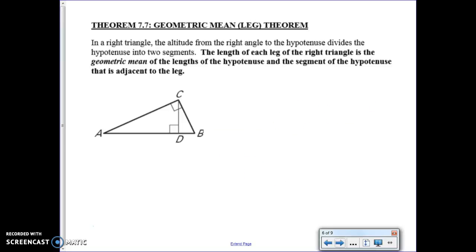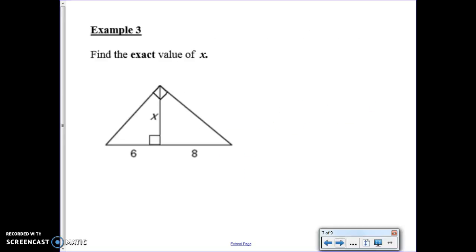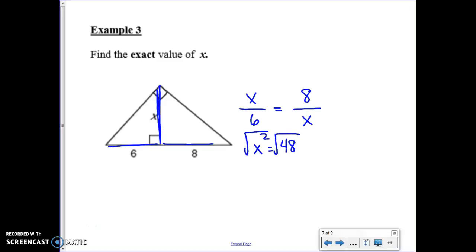So now if you'll flip over in your notes, we're going to look at this first example. So it says to set it up so the altitude is the geometric mean, so that's the piece that goes across from itself. And then we take the 2 parts of the hypotenuse, so 6 and 8. From there we can solve. So we do x times x is x squared, 6 times 8 is 48, square root on both sides. So we get x is the square root of 48.